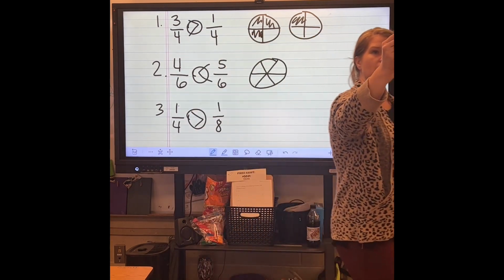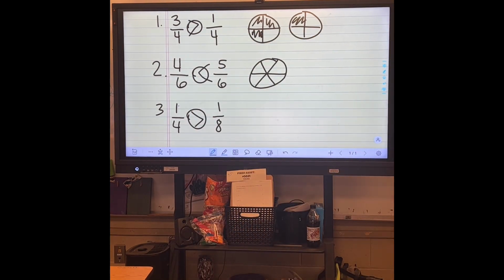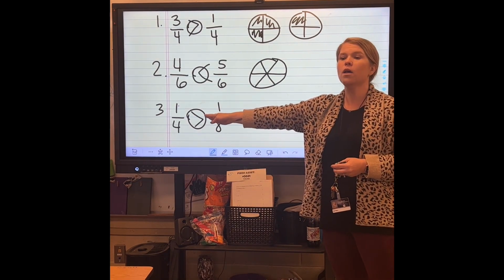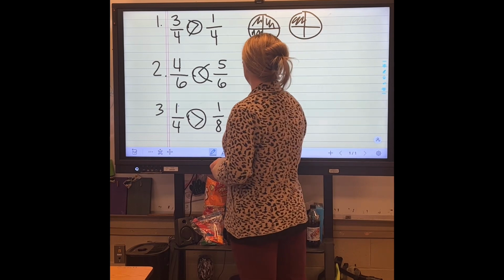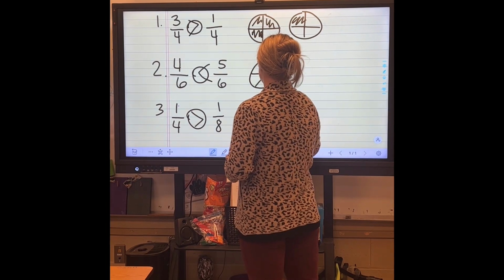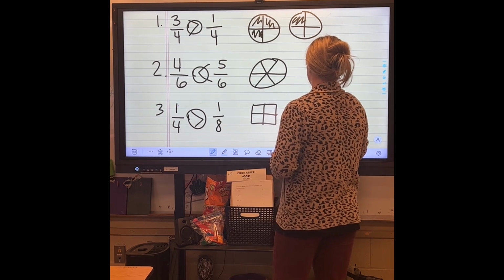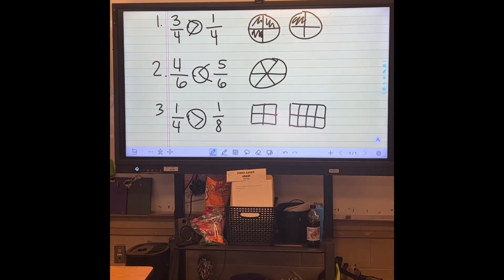Because which slice of pizza would you want, or which slice of cake would you want? The 1/4 of the cake or the 1/8 of the cake? Which one of those is going to be bigger? 1/4, because if you have a 1/8, it just... Does that make sense? Yes, because that's smaller. My smaller number of pieces is bigger than a lot of pieces, right?